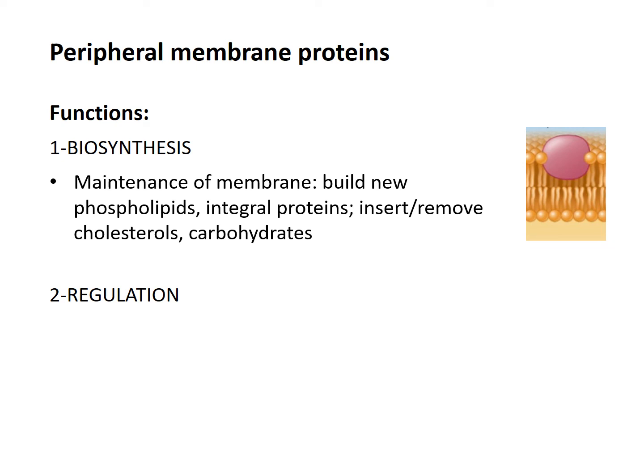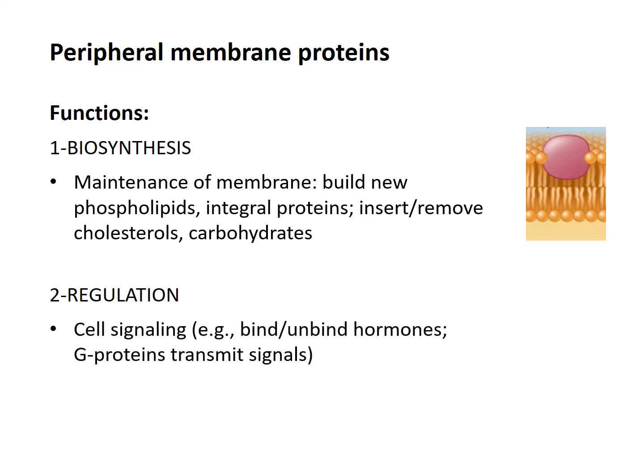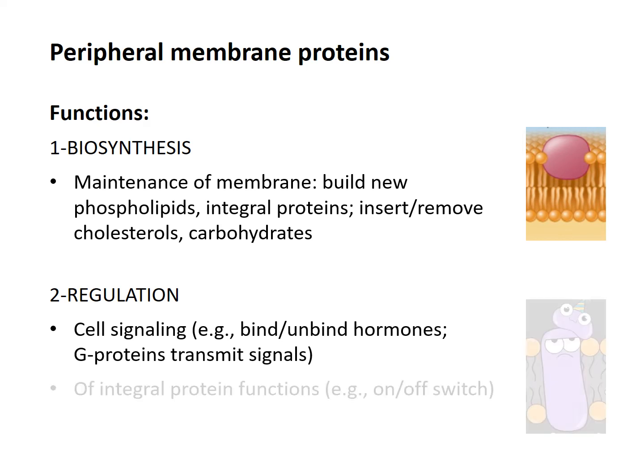The second function of peripheral membrane proteins that I'm highlighting in this lecture is regulation. They are involved in cell signaling. They are involved in the binding or unbinding of hormones from a membrane. If you've heard of G proteins, these are types of peripheral membranes that are involved in transmitting signals.